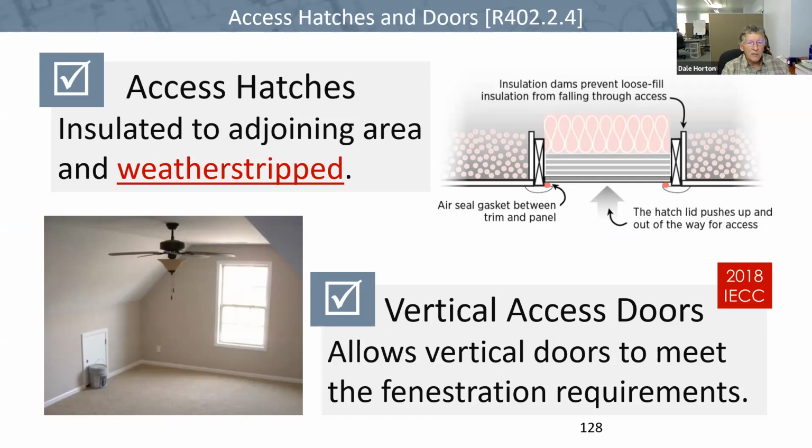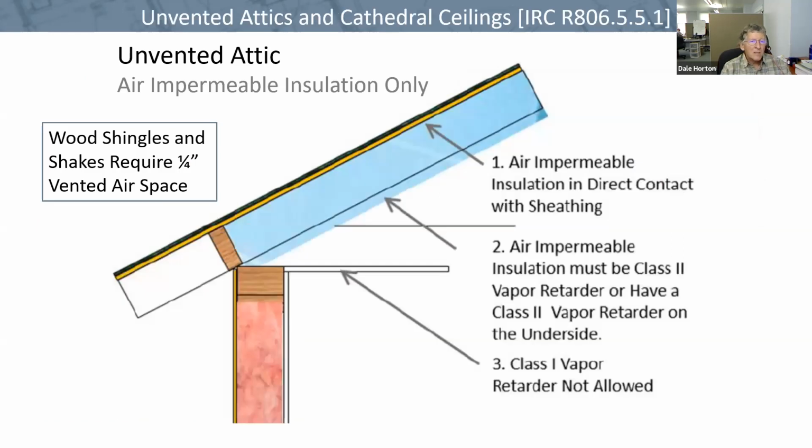There was a change in how vertical access doors must meet thermal requirements. In previous codes, the access door had to meet the exterior wall requirement. But in the 2018, the vertical access doors only have to meet the fenestration requirement in terms of R value or U factor. So there's a set of requirements in the IRC for unvented attics and cathedral ceilings.